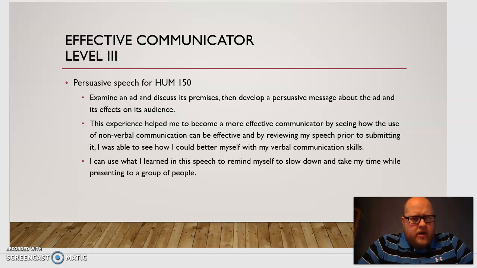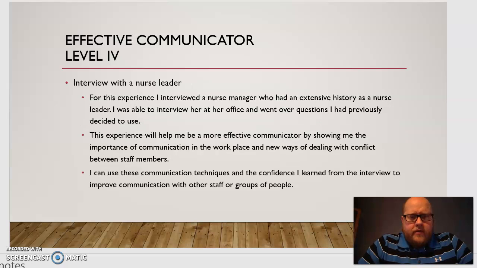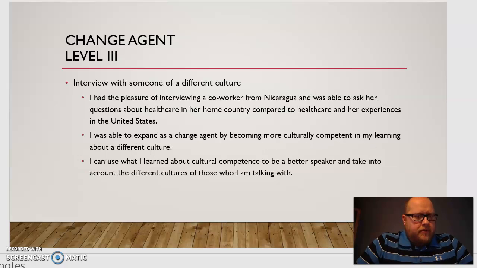My next effective communicator level 4 is from an interview I did with a nurse leader. For this experience, I interviewed a nurse manager who had an extensive history as a nurse leader. I was able to interview her at her office and went over questions I had previously decided to use. This experience will help me be a more effective communicator by showing the importance of communication in the workplace and new ways of dealing with conflict between staff members. I can use these communication techniques and the confidence I learned from the interview to improve communication with other staff or groups of people. Next, I will discuss change agent.